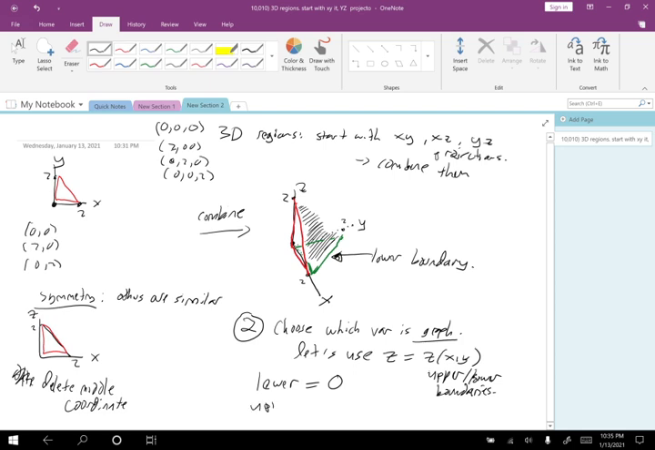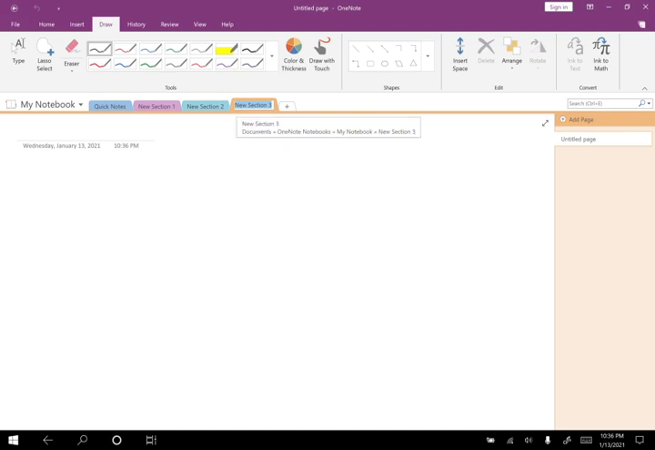So now the upper surface will be the more complicated one, and we have to use a little geometry to get it. But we're going to use the fact that it's a plane. So the upper surface is a plane, and planes are the simplest type of surface we know. So planes are easy.